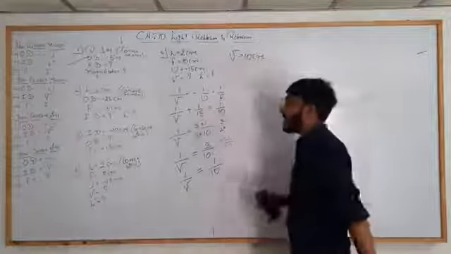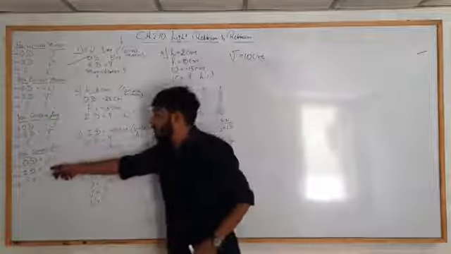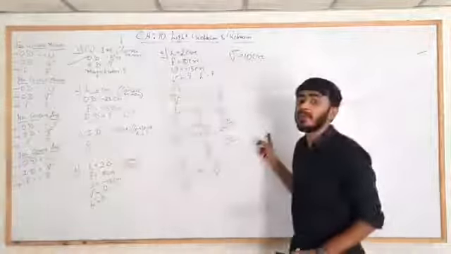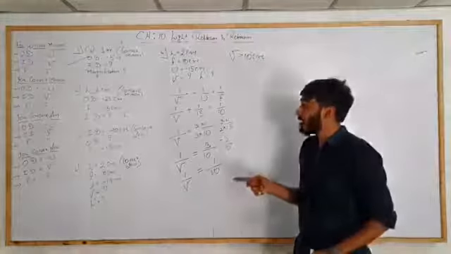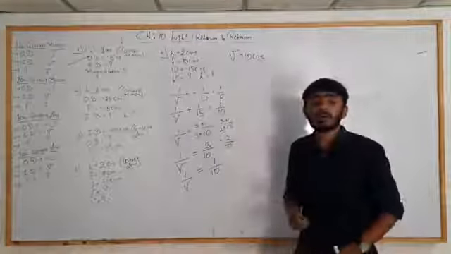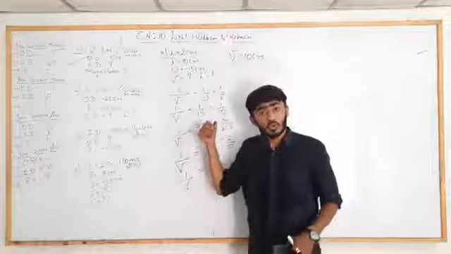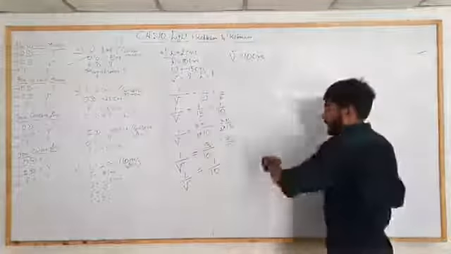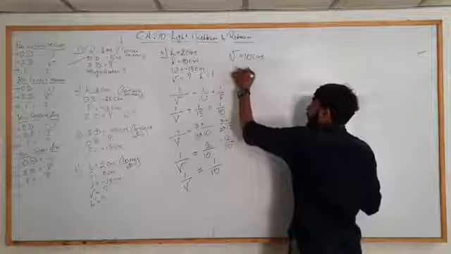You can also check that for a convex lens the image distance V should be positive, and I am getting the answer positive. Okay, next thing was what? The magnification we need to solve.